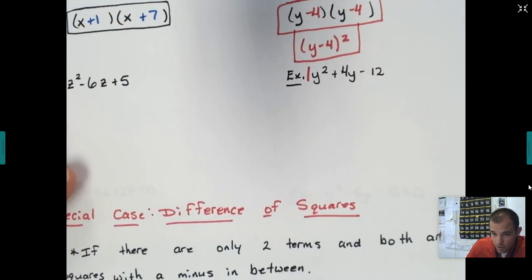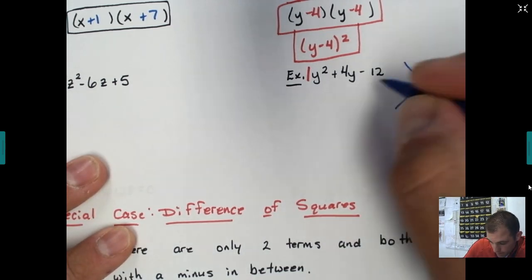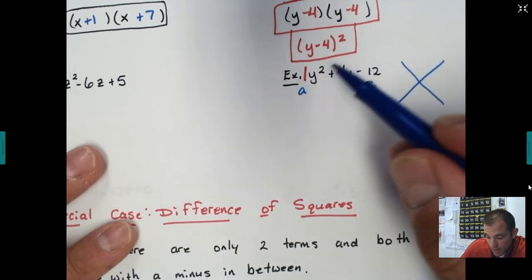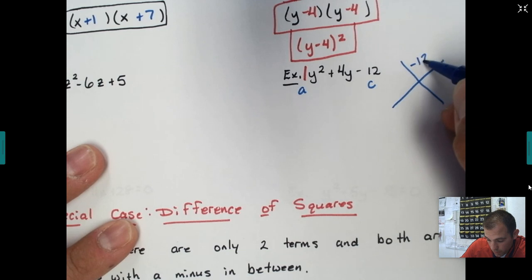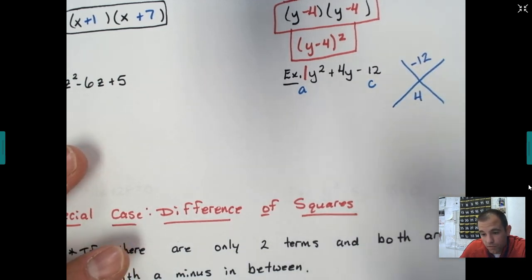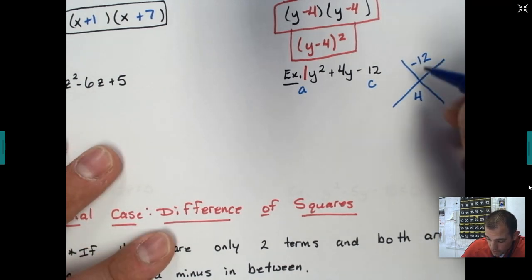All right, let's do one more of these. 1y squared plus 4y minus 12. So we make our x. A is 1. C is negative 12. A times C would be negative 12 and adds to get 4. So we have to think about what multiplies to get negative 12 and adds to get 4.